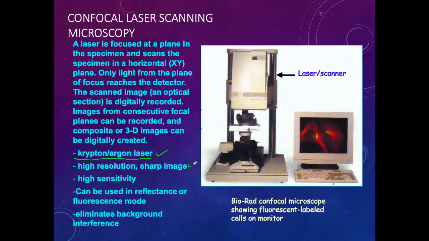Very sharp images are we getting in them, with quite high sensitivity, and they can be used for fluorescence mode and reflective mode. No background is coming in, so you're getting a very sharp, very distinct image for any cell signaling pathway that you're looking for.